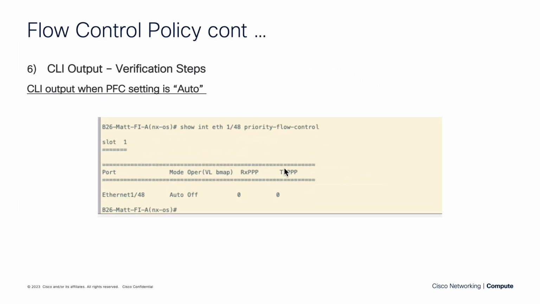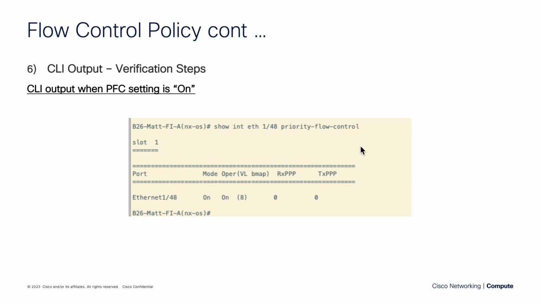Okay, as far as verification, let's go to the CLI, and you're going to want to log in to your FI via SSH and connect to NX-OS, and then you can do a show interface ethernet on the uplink port with priority flow control, or you could do a show interface port-channel and go that route as well. But you can see from our auto setting in the policy that we are set for auto as far as the mode here. And here we're verifying that we've set our policy priority flow control to on, force it on, and we're verifying the settings here.